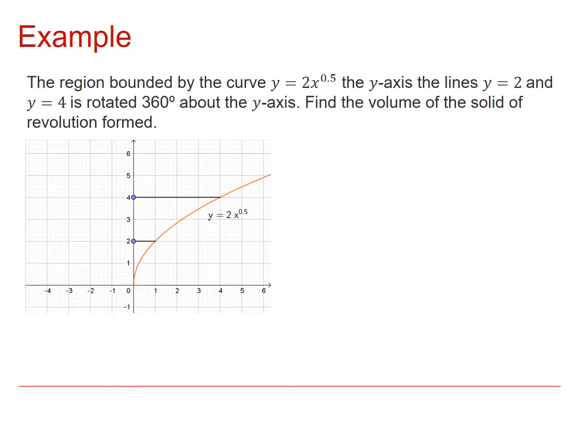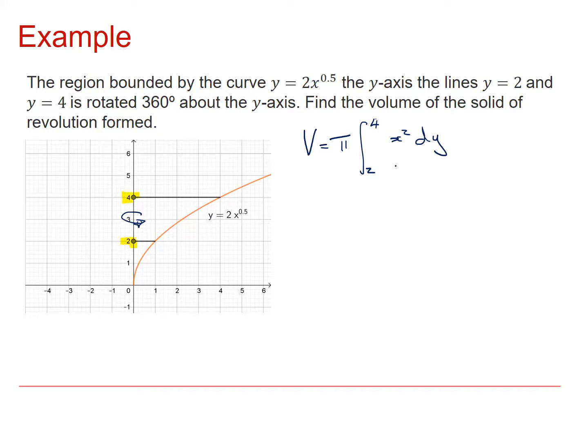Okay, here's an example then. We've got this function, y is equal to 2x to the 0.5, 2 root x if you prefer, and we're looking at limits of 2 and 4. And that's going to be rotated around this axis to form the volume. And we want to find that volume. Well, we know that the volume is equal to pi, the integral between 2 and 4 of x squared dy.